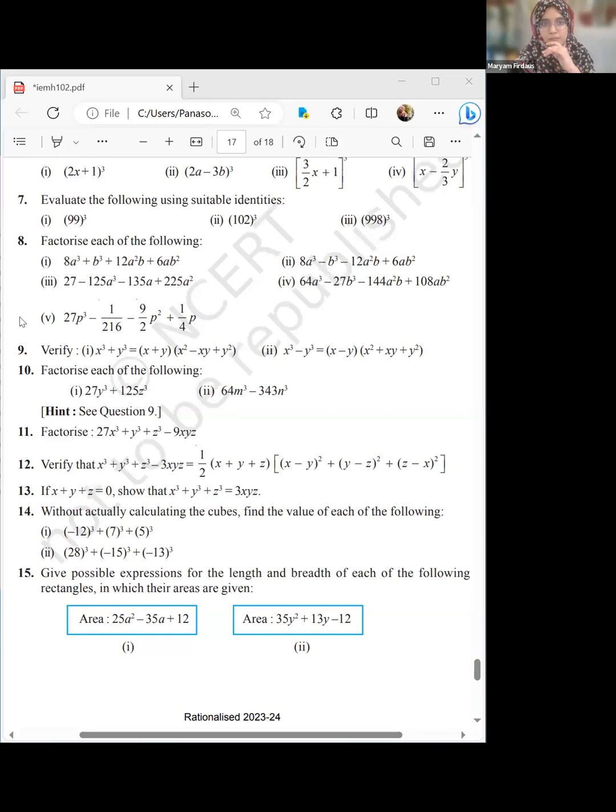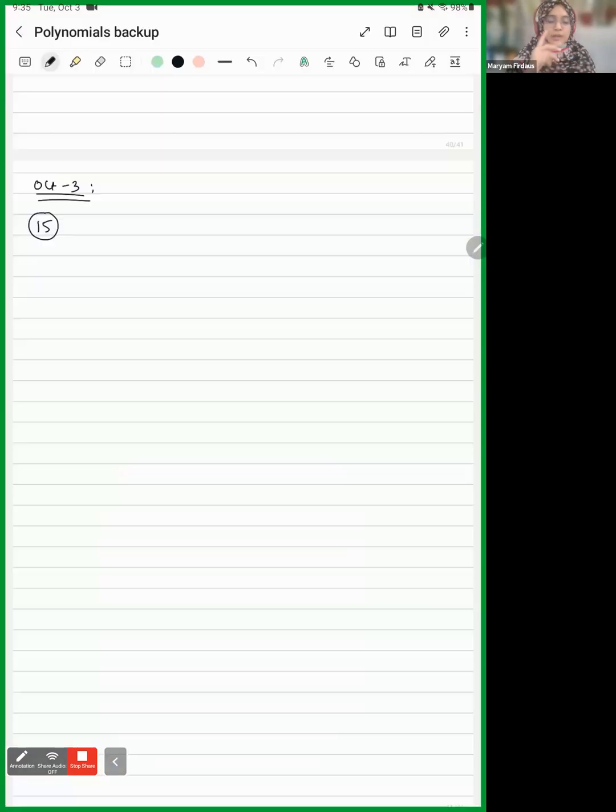Is it visible? No, I don't think it's visible. Wait a minute. No, ma'am, just the notes. Yeah, now it is. Okay. So, question 15. Give possible expressions for the length and breadth of each of the following rectangles in which their areas are given. Are you able to see my whiteboard? No, ma'am.